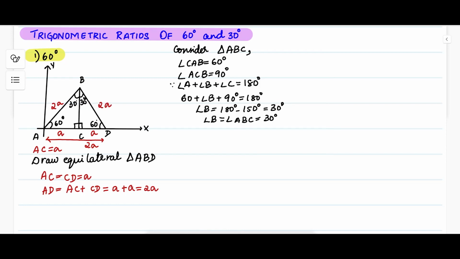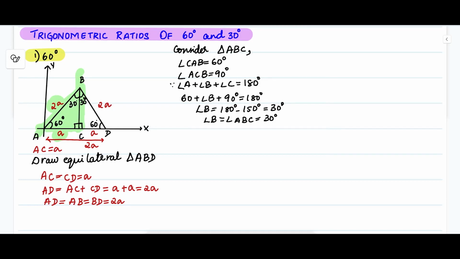Let us write it down in our steps. That is, AD is equal to AB, which is equal to BD, which is equal to 2A. In order to find the trigonometric ratios for the angle 60 degrees, which is part of this triangle ABC, we have the value of the side AB, that is 2A, and we have the value of this side AC, which is A units. Now we have to find out the value of this side BC, which we don't know.